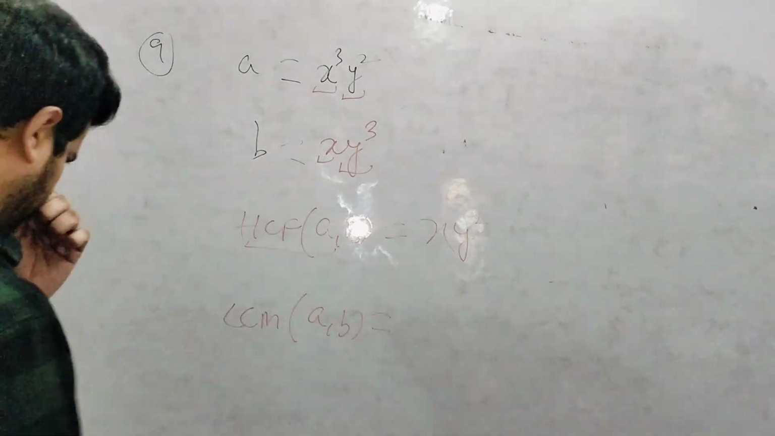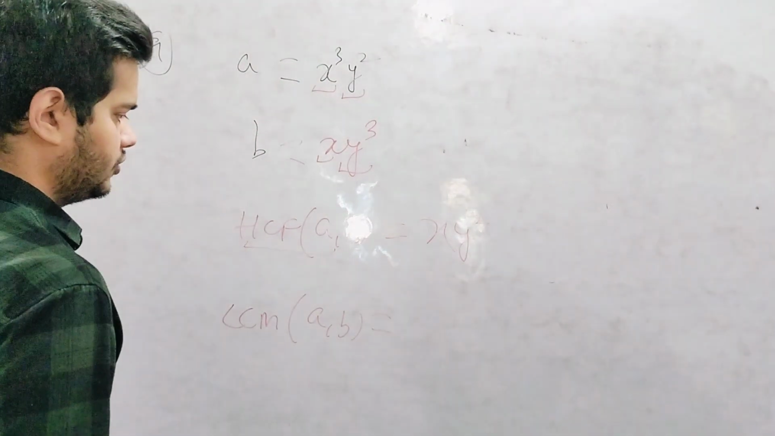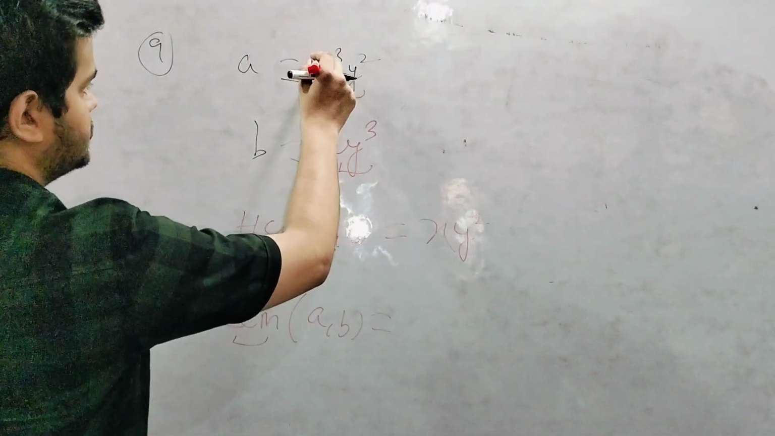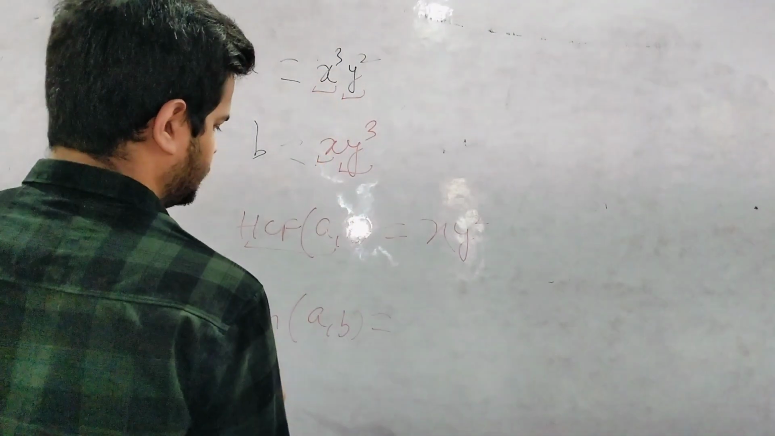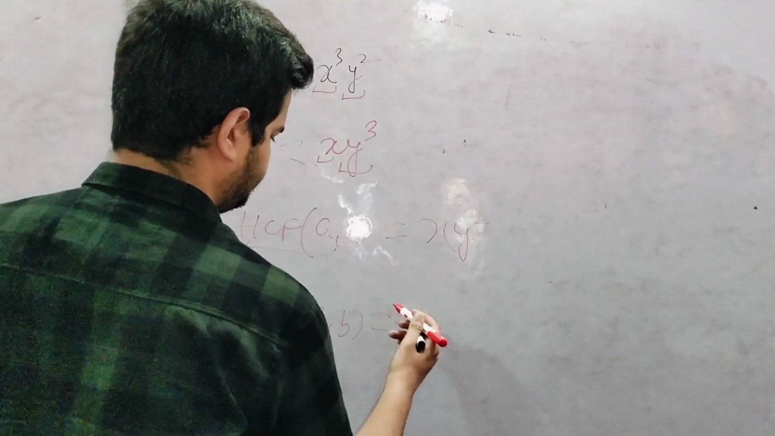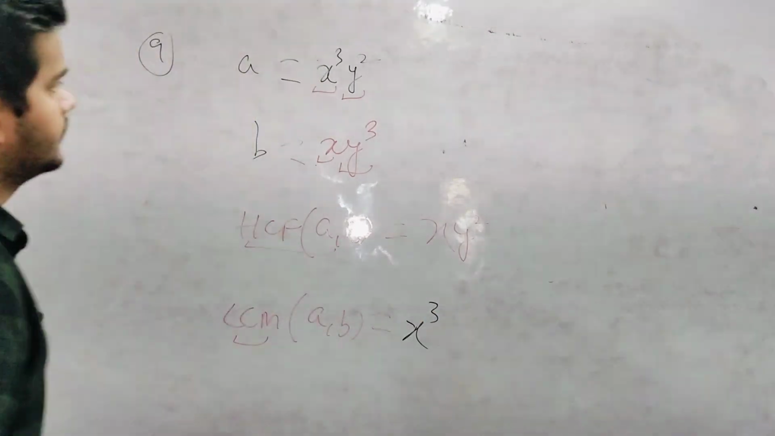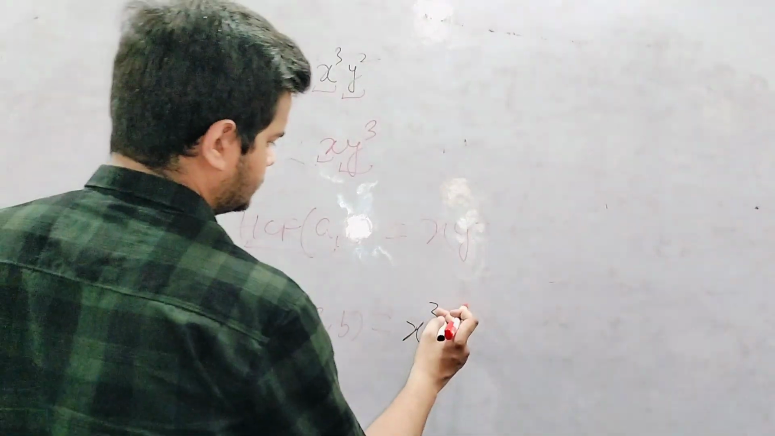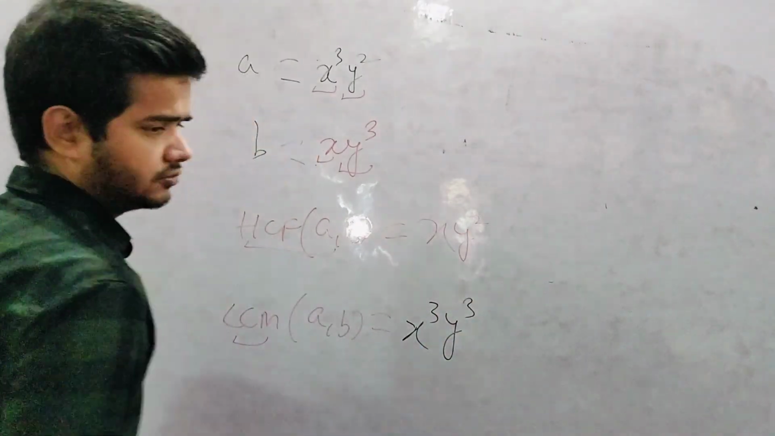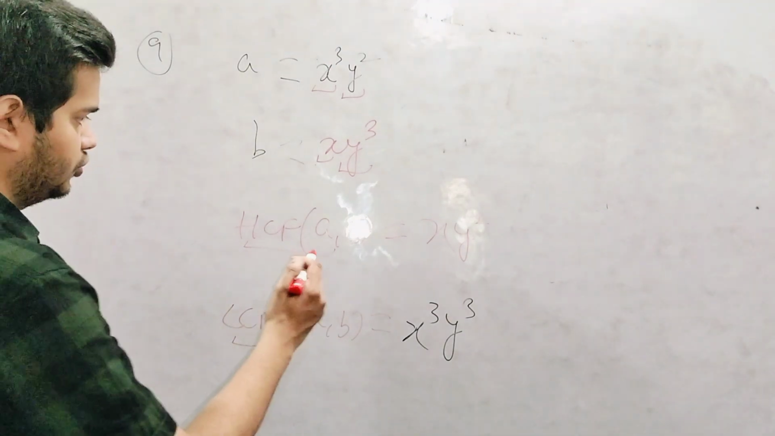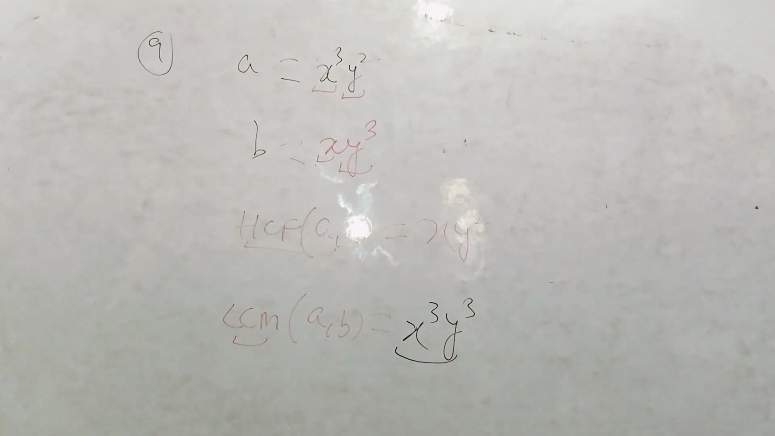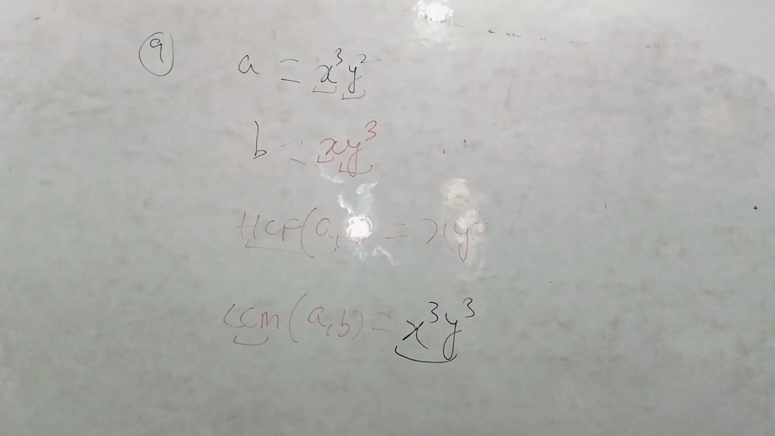Now what is LCM? The product of highest exponent. So for the LCM, x cube and x, the highest is x cube, and it is y square and y cube, so this becomes y cube. So the LCM is x cube y cube, and the HCF is x y square. Okay, a very, very important question. Please note it down.